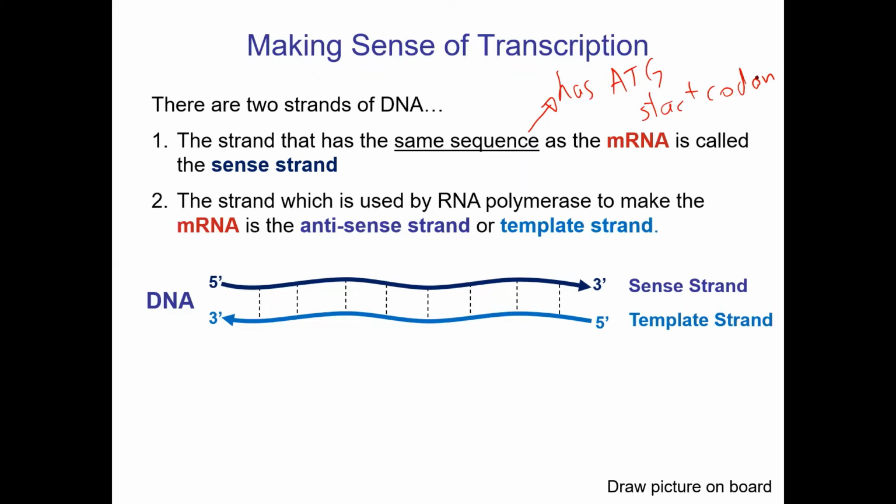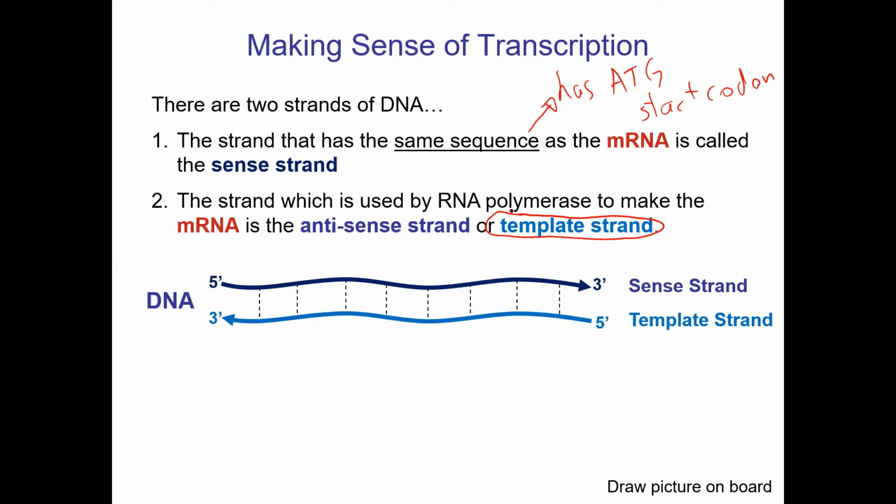So that's the sense strand, meaning that that's what we can read and it makes sense to us, right? The other strand, sometimes it's called the antisense strand. A lot of the scientific literature calls it the antisense strand. I much prefer the term template strand. And why is it called the template strand? Because this is actually what the RNA polymerase is going to grab onto and read.